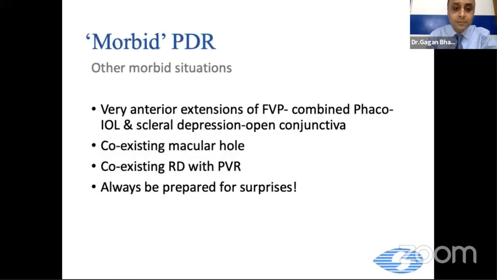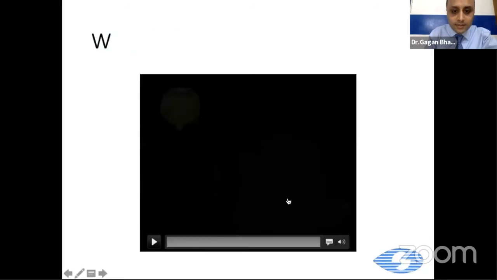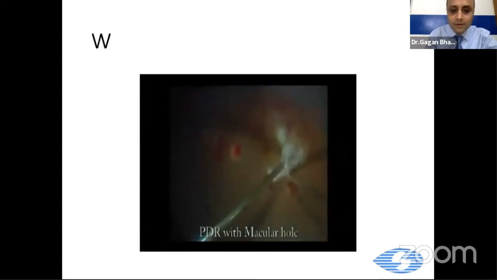There are other situations which make the case morbid. Those are the anterior extensions of fibrovascular polyps, then coexistent macular hole or RD with PVR. So in this case, we see that this person basically has a fibrovascular polyp along with an associated macular hole. And as routinely, we dissect our membrane bimanually.